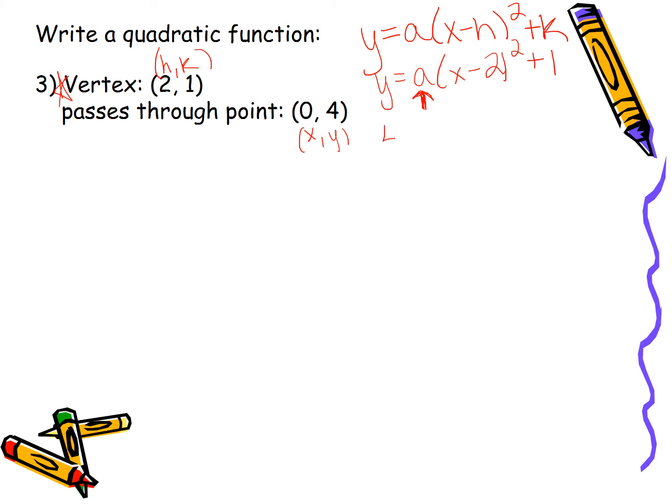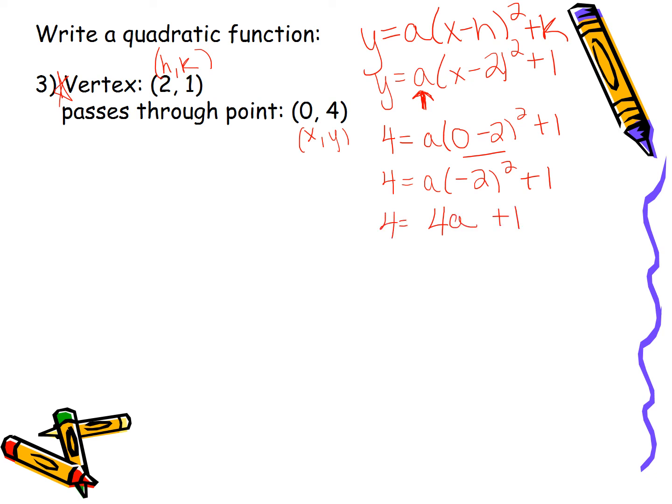So let's replace y with a 4, equal to a, because that's what we're solving for. Replace x with 0 minus 2 squared plus 1. Okay, so now just simplify. Simplify 0 minus 2, that's a negative 2 squared plus 1. A negative 2 quantity squared is telling me that it's a negative 2 times a negative 2, which is just 4, and that's getting multiplied by a. Bring down the plus 1, bring down the left side.